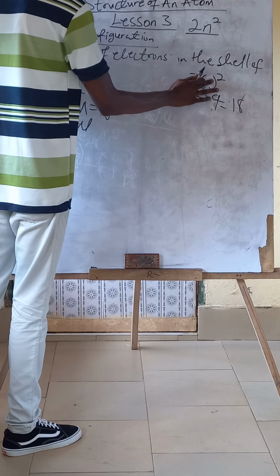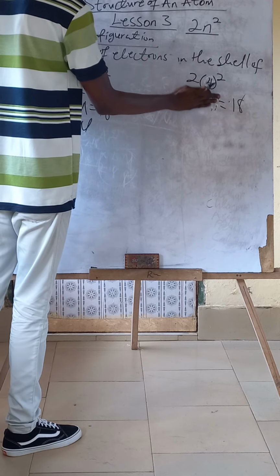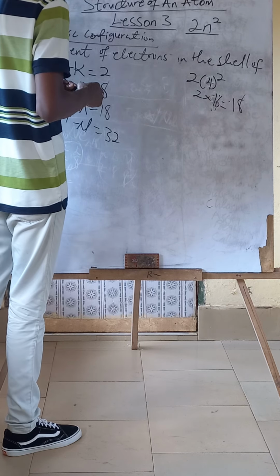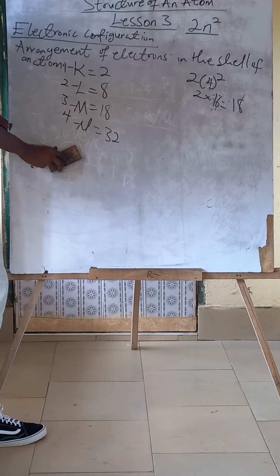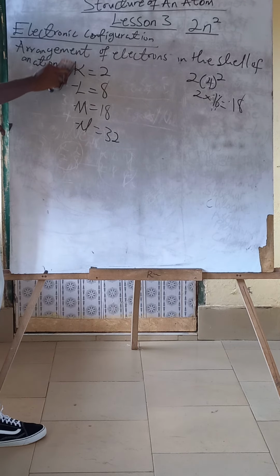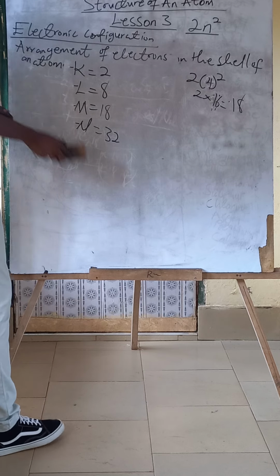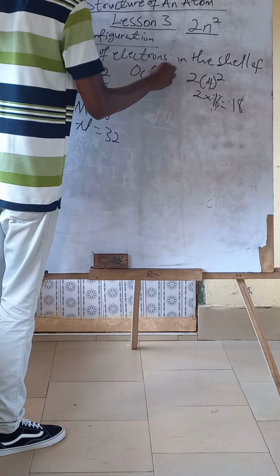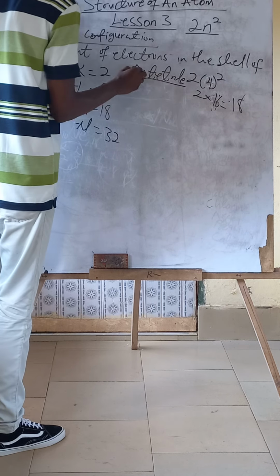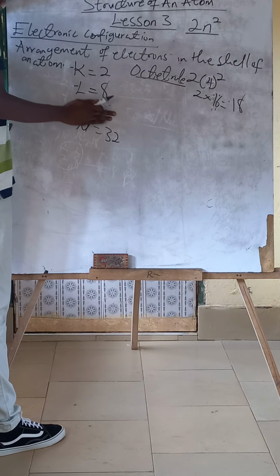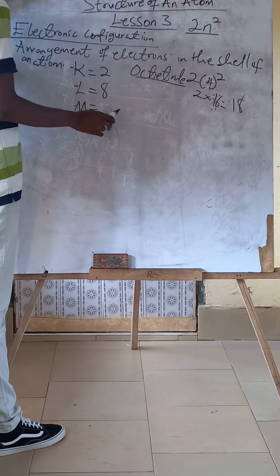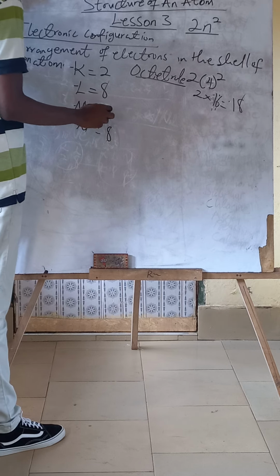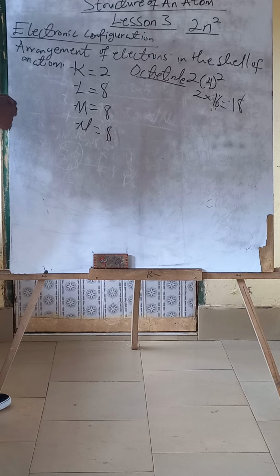And the N, the value of n is 4. So 4 squared is 16 times 2, 32. So the N takes a maximum of 32 electrons. So these are the maximum number of electrons that each shell can hold. But per the octet rule, we are following the octet rule. The octet rule states that the M and the N should both take a maximum of 8 electrons. So per the octet rule, the M and the N shells will take 8 electrons each.